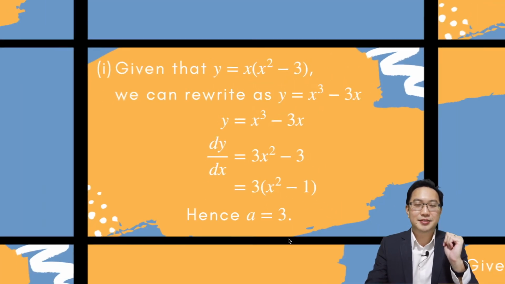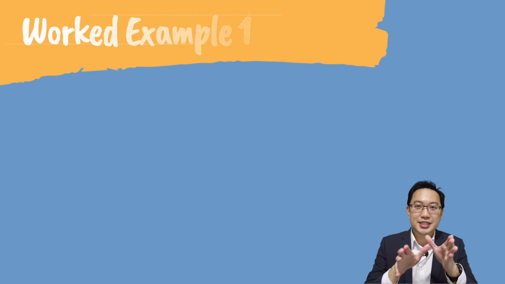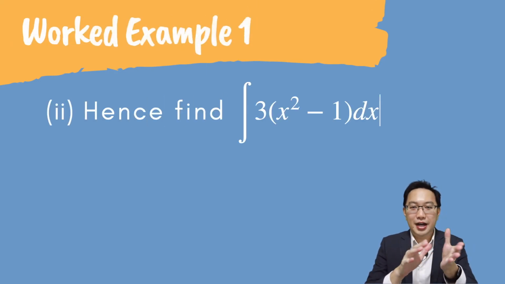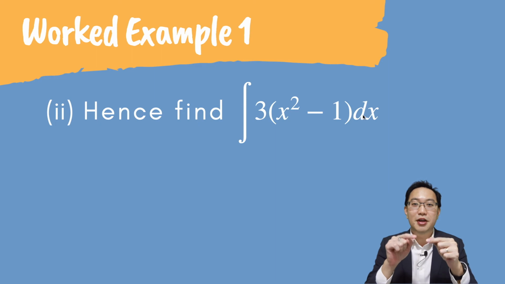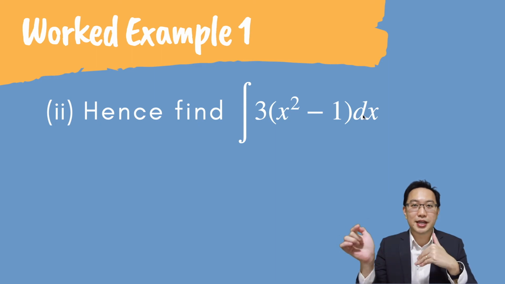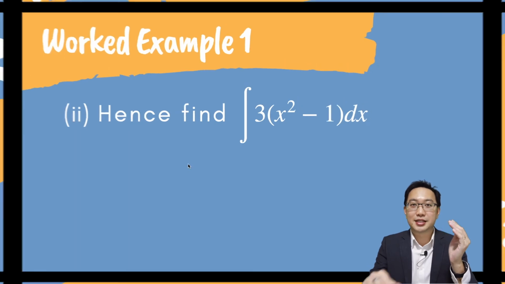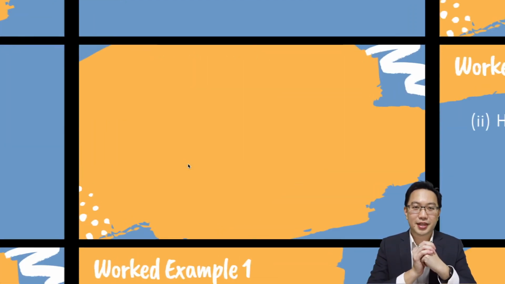Next. Okay, part 2 says, hence, find the integral of 3 bracket x squared minus 1 dx. They want us to find this integral, 3 bracket x squared minus 1 dx. So, how do we do that? Let's find out.